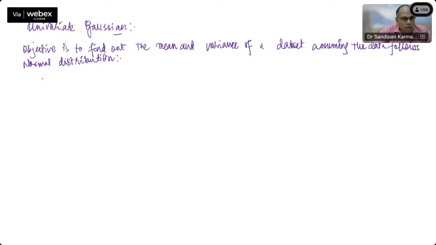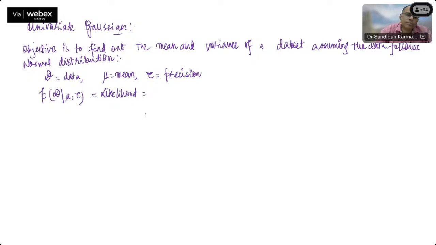So D is the data, mu is the mean, and tau is the precision. I'll be taking tau because it will be a little easier for us to work with. Tau is the precision. So the likelihood will be given by P of D given mu and tau. Is it okay? Now how do we calculate this likelihood?